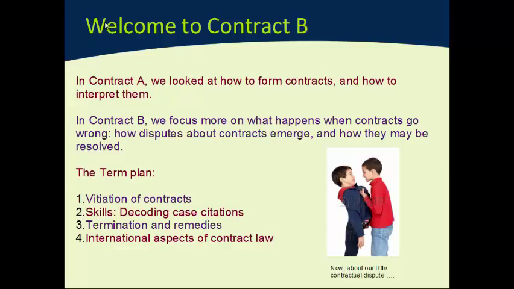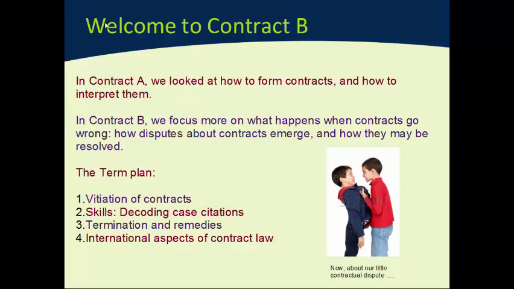We start out by talking for about 5 weeks about what we call the vitiation of contracts. Vitiation of contracts means that the contract itself actually falls over. So what starts out as a valid and happy contract turns out not to be an enforceable contract at all for one reason. Now, it may be unenforceable completely. It also may be unenforceable just by one party, so essentially voidable. So we'll look at some of those concepts for vitiation.